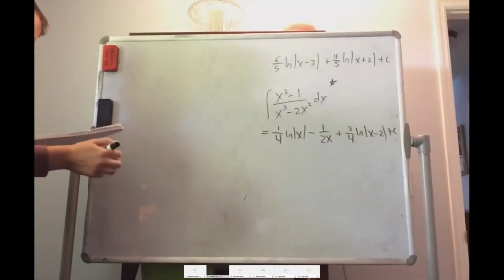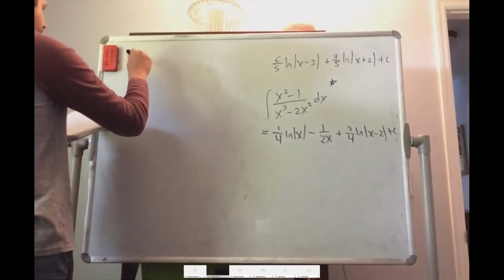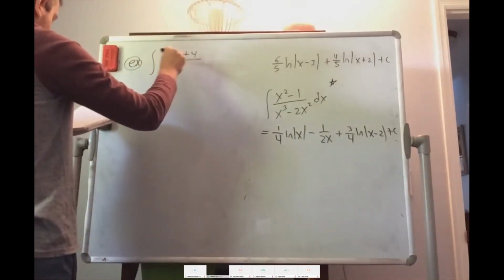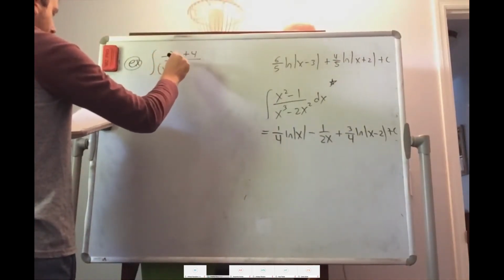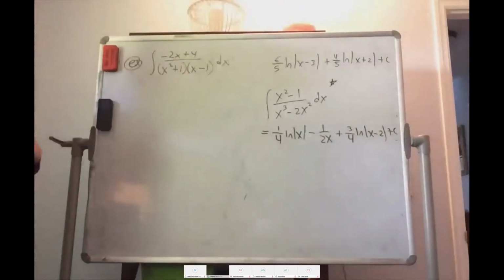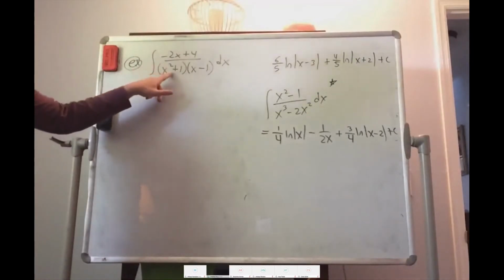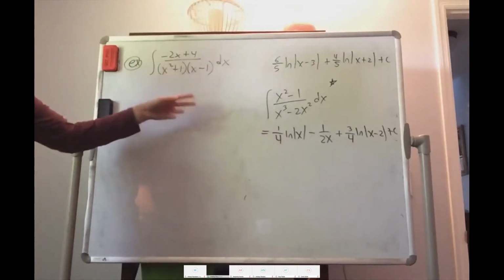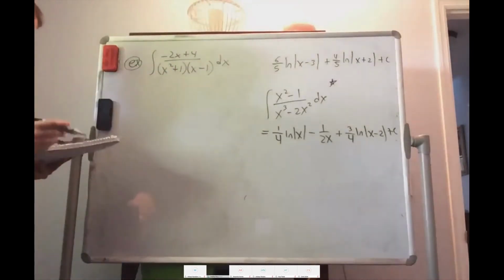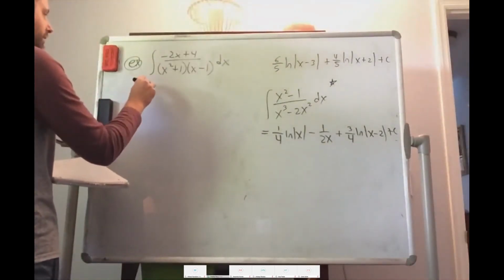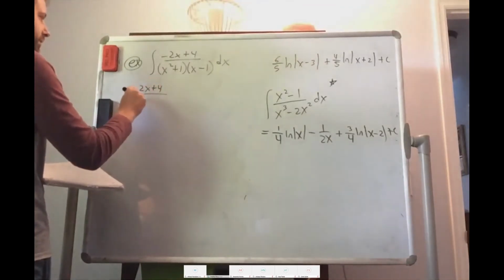All right, I'm going to do one that's a little bit worse, I guess. So another example. Negative 2x plus 4 over x squared plus 1 times x minus 1, dx. So this is our first one of the section where we're actually using the irreducible quadratic factors, right? So everything else has been either repeated linear or regular linear. Now we introduce this beast. It's not that much worse, honestly. So it's already factored for us, so that's nice.